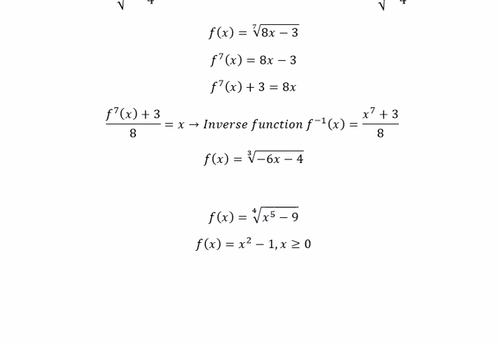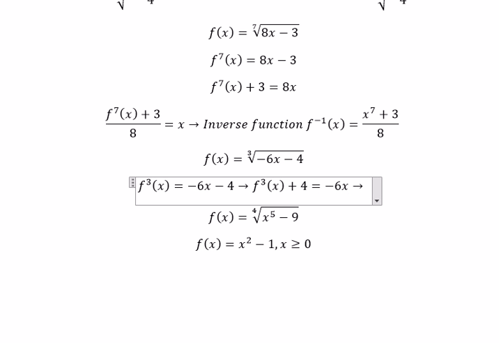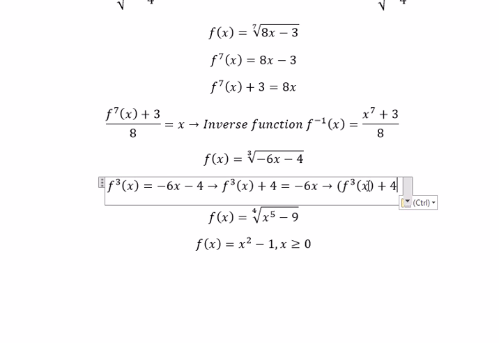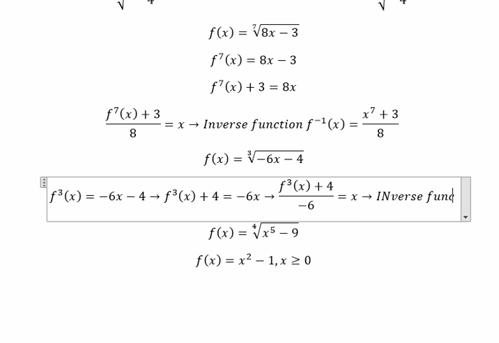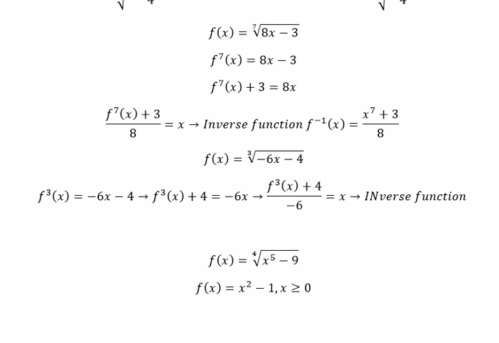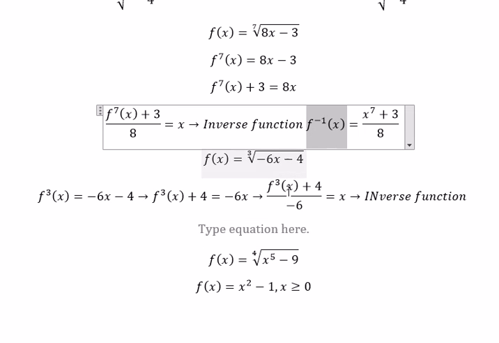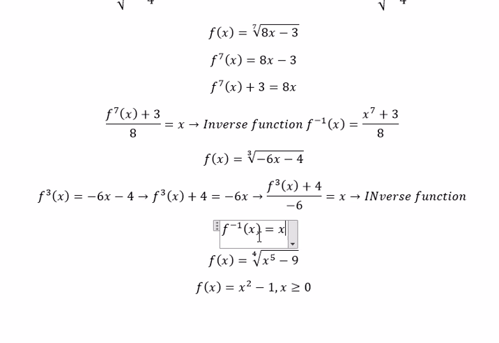Now let's go to the next one. We do the same technique. We put the power 3. Later, we move negative number 4 on the left. So you got positive number 4. And later, we divide by negative number 6. And we got the inverse function. That should be s to the power of 3 plus 4 over negative number 6.